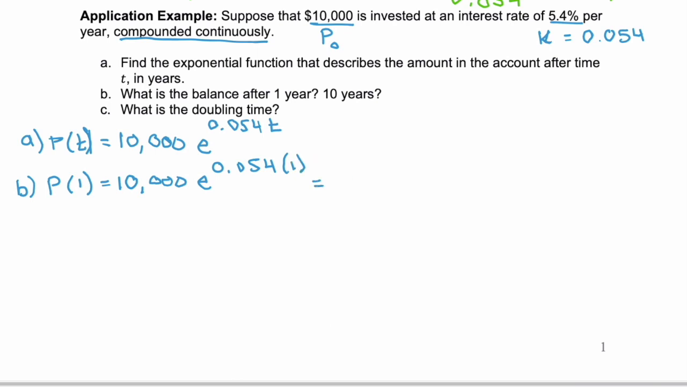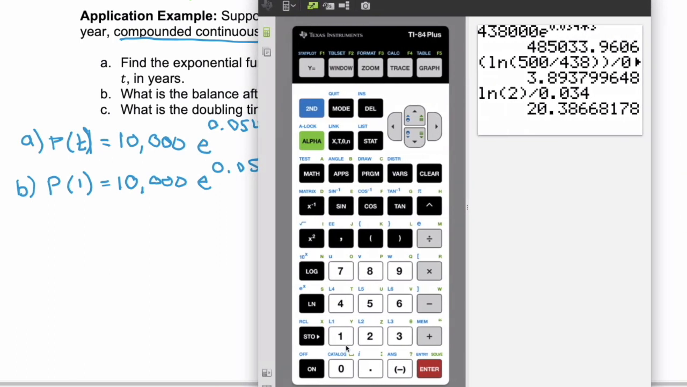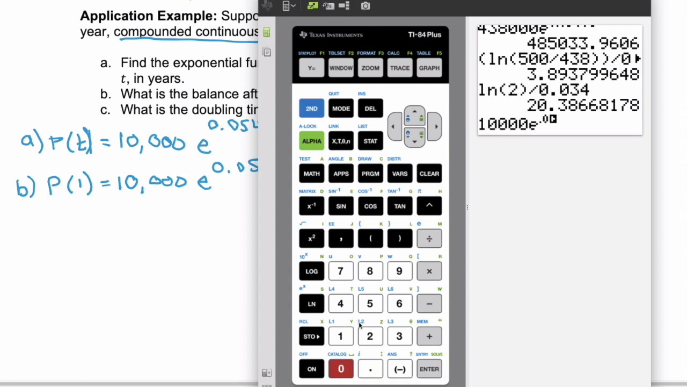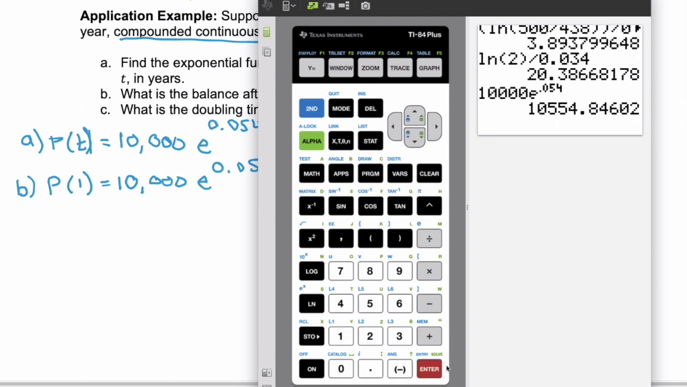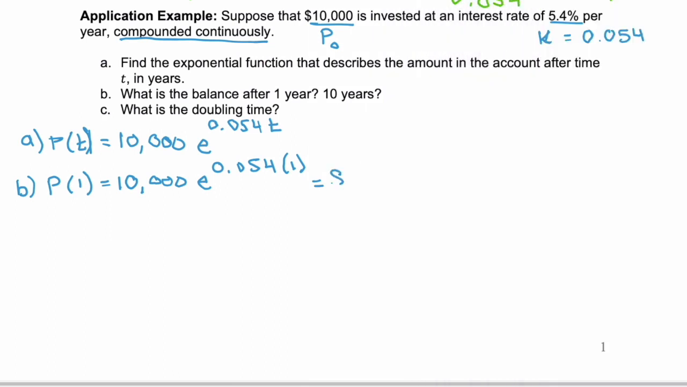And we can plug that into our calculator. We'd have 10,000 e to the power of 0.054. Since it's times 1, it's just 0.054. And that amount is $10,554.85. So after 1 year, it goes up to $10,554.85. Okay, how much money do we have in 10 years?